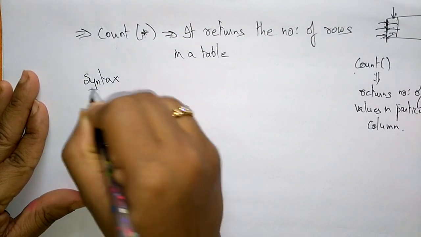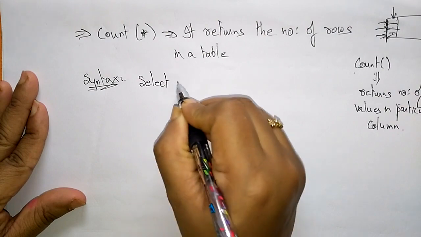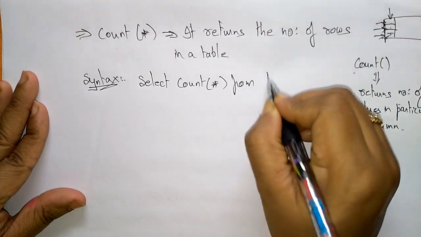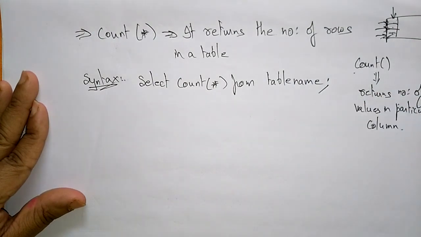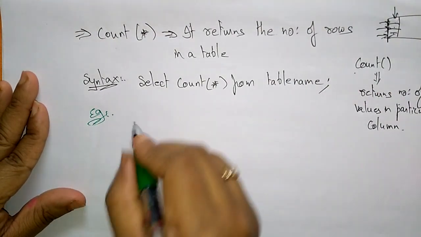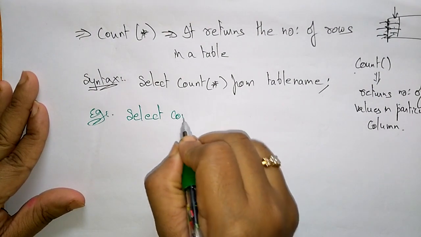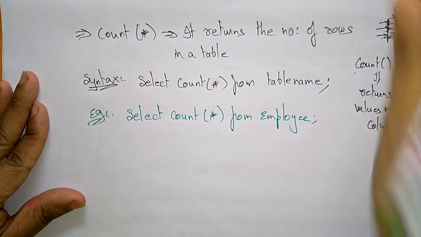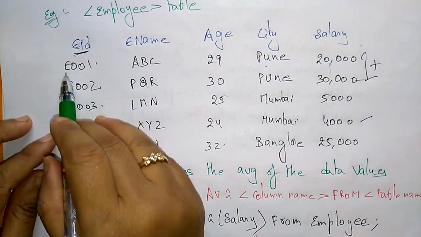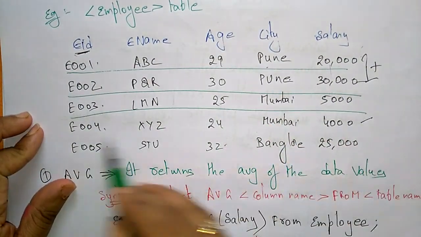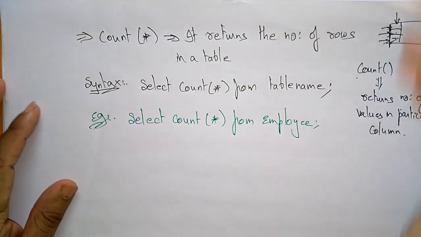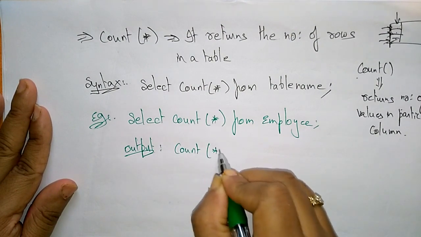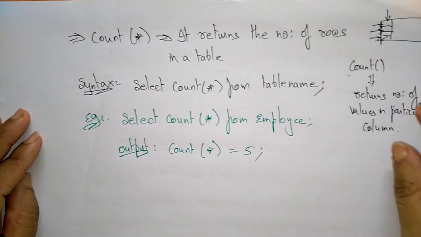The syntax for this is select count star from table name. So let me write the example by taking the previous table. Select count star from employee table. What is the total number of rows present in this employee table? 1, 2, 3, 4, 5. So the total number of rows present is 5. So output is count star is equal to 5. So these are the different aggregate functions.